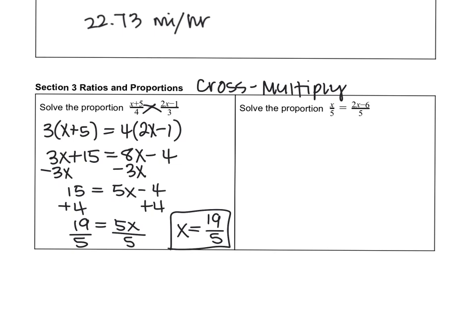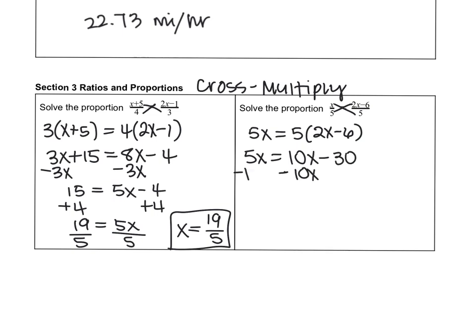Okay. So our next problem, we're still cross multiplying. So we get 5x equals 5 times (2x minus 6). So we get 5x equals 10x minus 30. Subtract 10x. We get negative 5x equals negative 30. Divide by negative 5, and x equals 6.